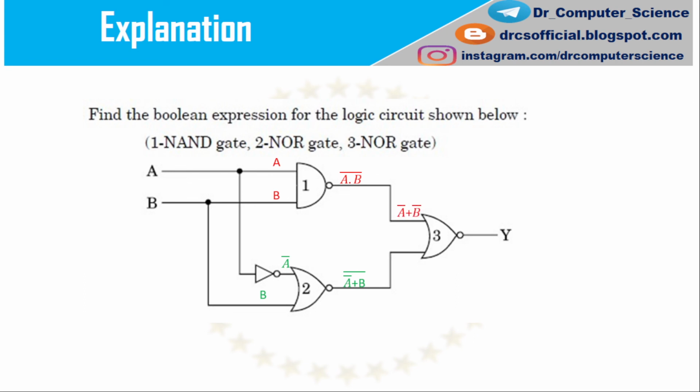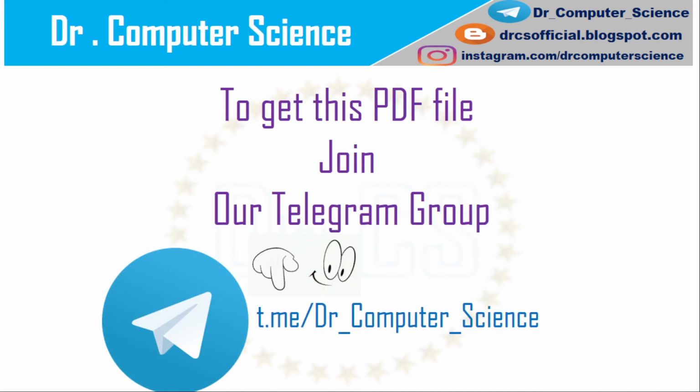We take the inputs as (A bar plus B) bar and (A dot B) bar into the NAND. Then the output is ((A bar plus B) bar plus (A dot B) bar) the whole bar. We simplify this and we get AB. So the answer is AB.